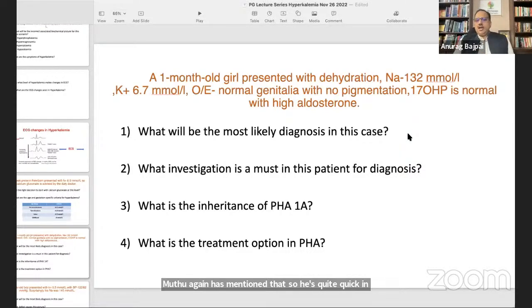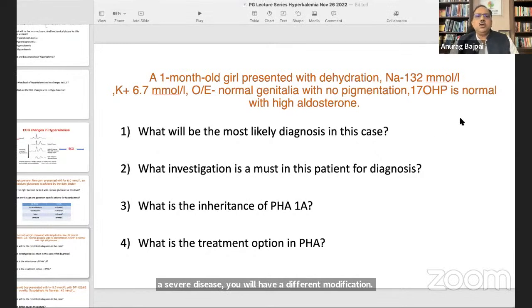The next issue is, what is the inheritance of type 1A pseudohypoaldosteronism? So we can carry forward. We discussed there are two forms of PHA: PHA 1A, which is severe, and PHA 1B or 2, which is basically mild. Usually if you have a severe disease, you will have a different mode of inheritance, so you usually have a recessive form in that regard.